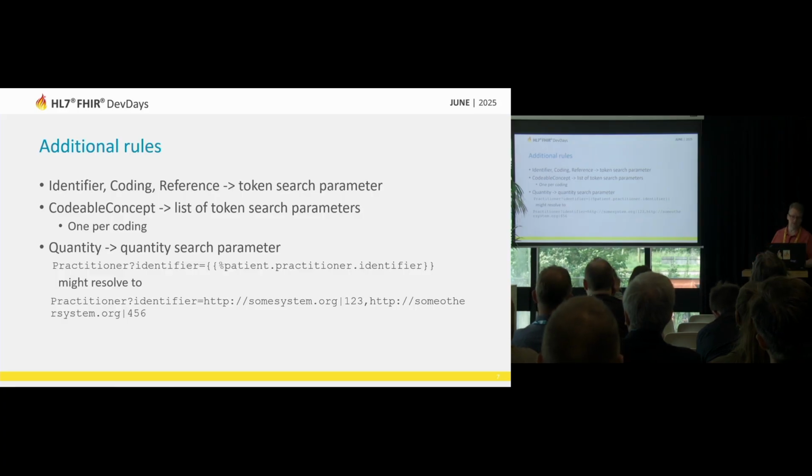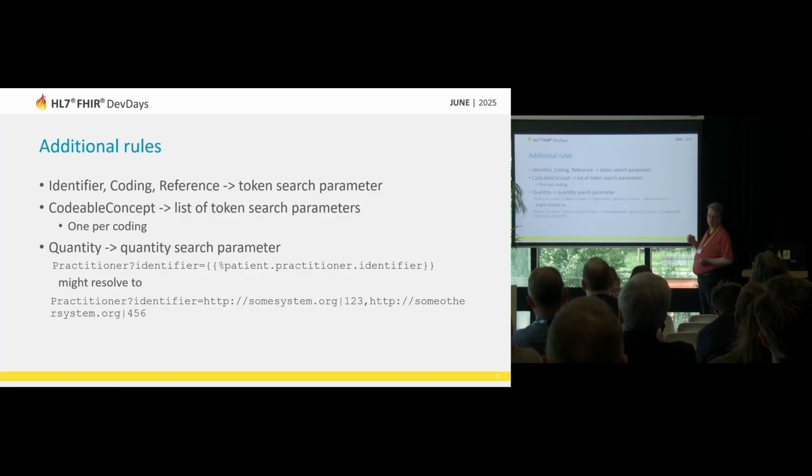We do something similar with codable concept, except with codable concept we have a collection of codings, and so we just turn that into a collection of tokens, again comma separated. With quantity, we turn that into a quantity search parameter, and so you end up with something like this.